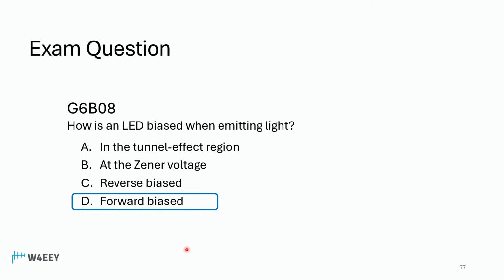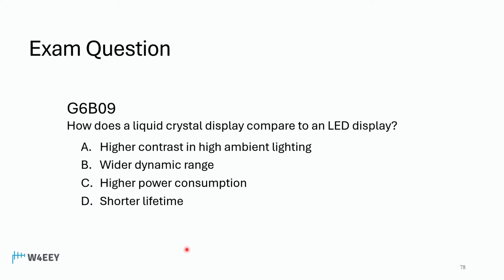Delta, forward biased. See, we're getting easier and easier as we go. How does a liquid crystal display compare to an LED display? Alpha. Alpha, higher contrast and high ambient lighting. You'd have a real hard time reading your TI-36X Pro in the dark. Be another way of thinking of that.